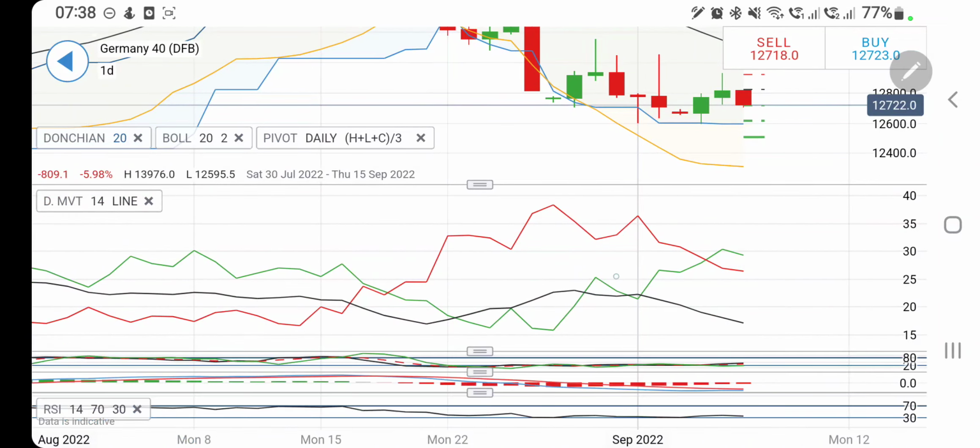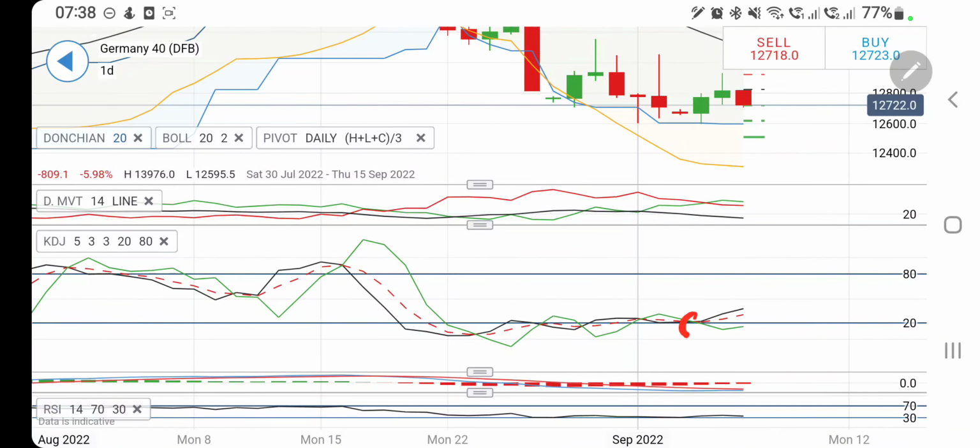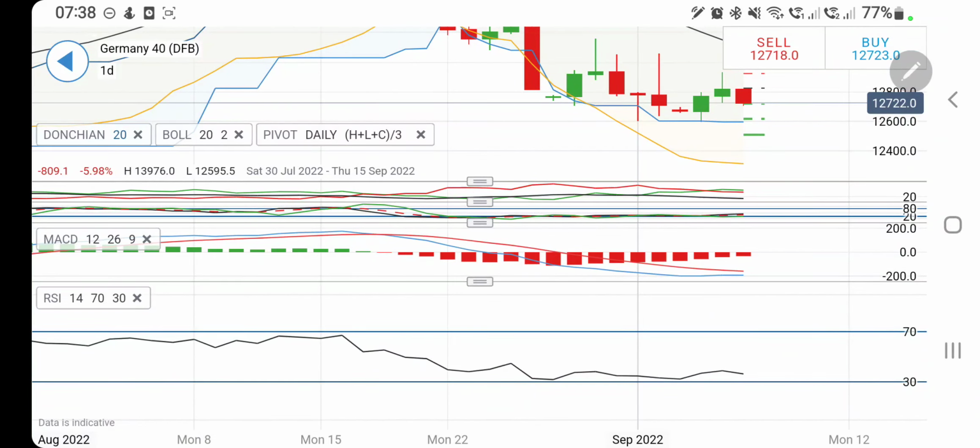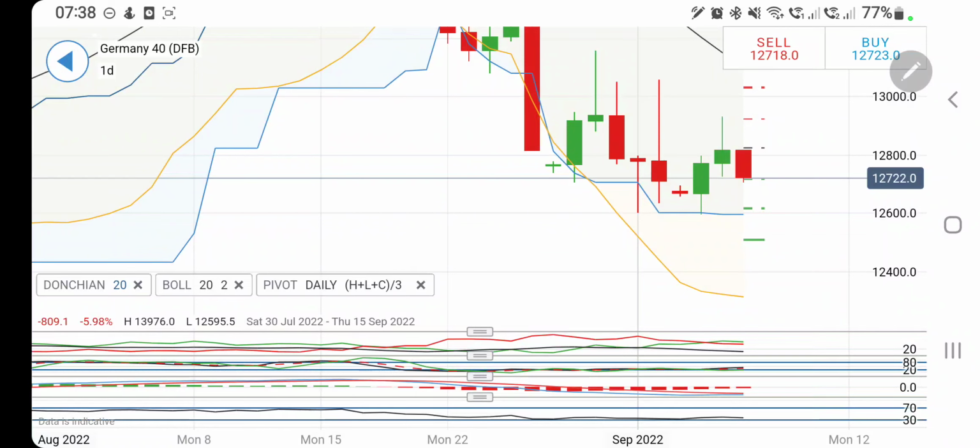Directional movement bearish, bullish, and it is trying to converge here. Stochastic is trying to come out of the oversold zone. The MACD is bearish, trying to converge and crossover. RSI is looking downwards again. Considering this, yes, you can go short below 12,700, 12,680 levels, and then 12,600 is going to be an important support for Germany 40. If it trades below 12,400, you can expect a sharper drop in Germany.